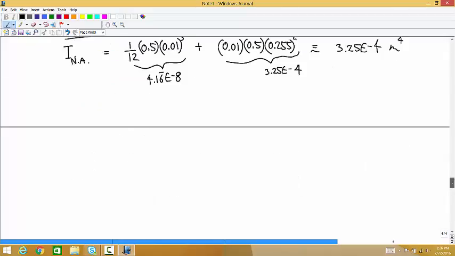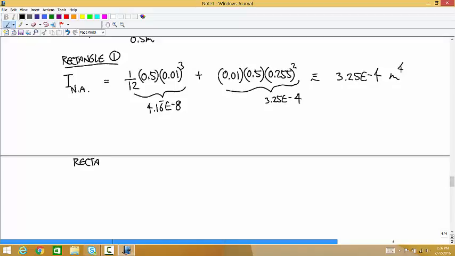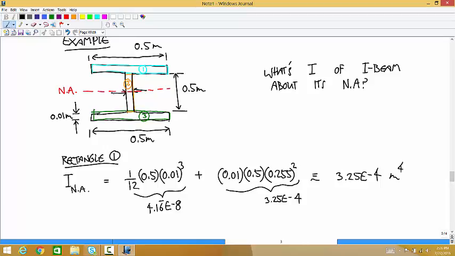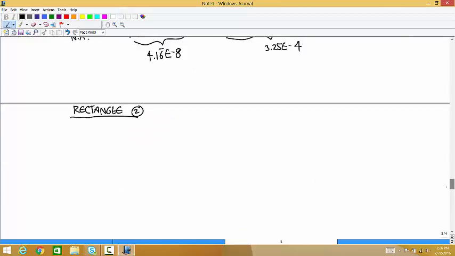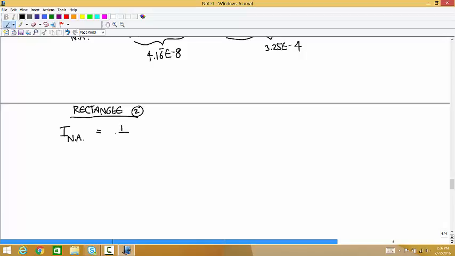Then rectangle 2. The neutral axis of rectangle 2 is the same as the neutral axis of the whole shape. So this is just equal to 1/12 times the width of 0.01 times the height of 0.5 cubed. And what's that equal to? Very small. 1.042 e to the negative 4.